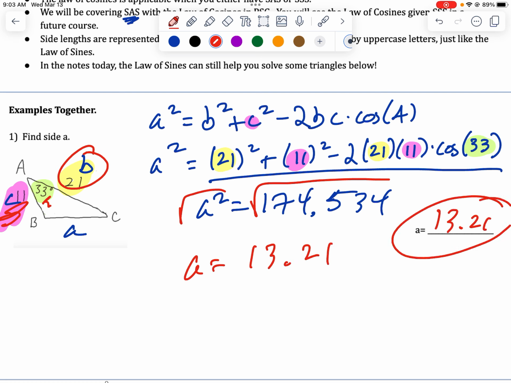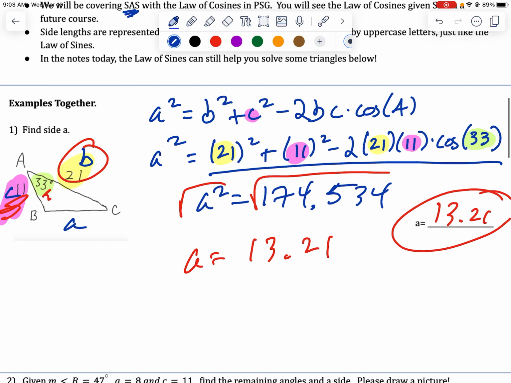And this is all you would have to do on your test. That's it. Can you identify the values, basically, and can you correctly plug them in? That's all you have to do.